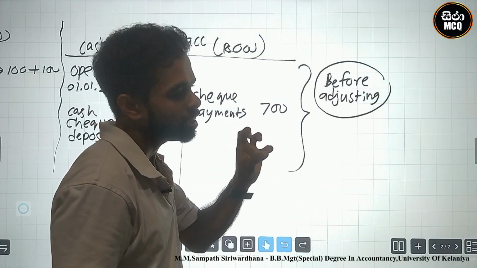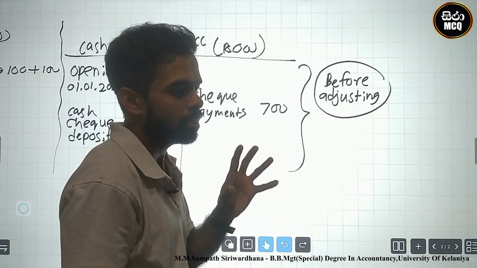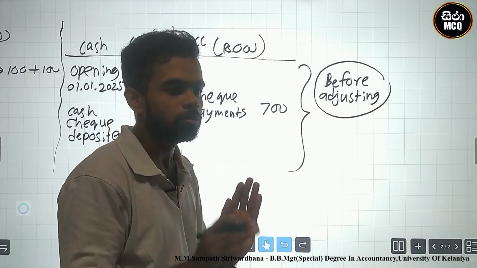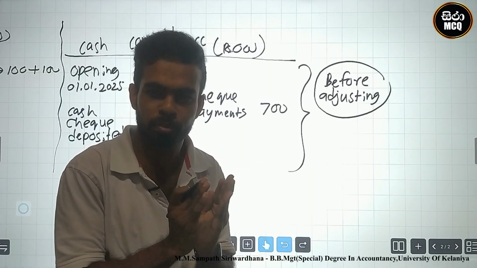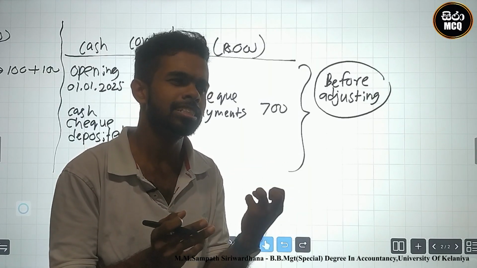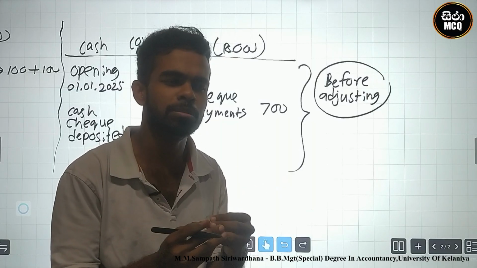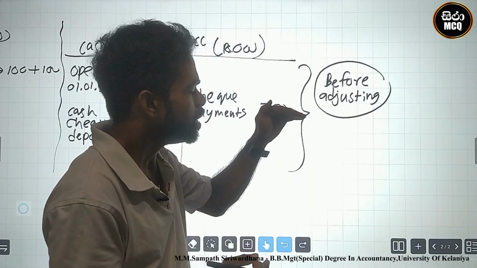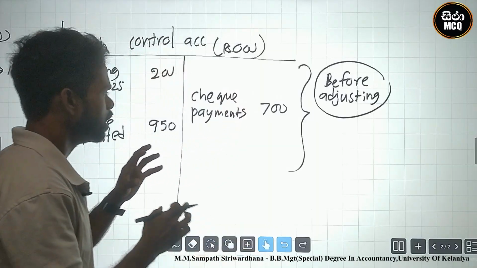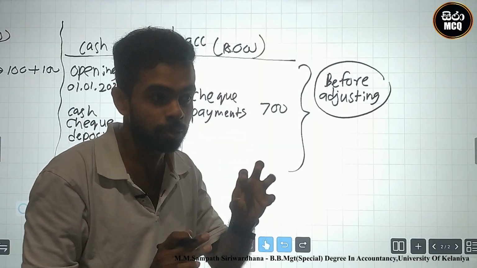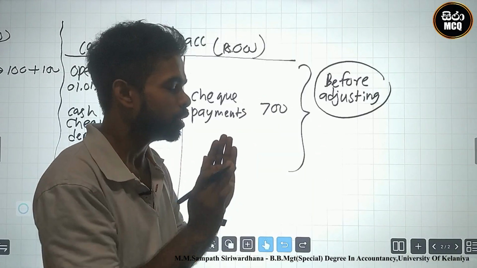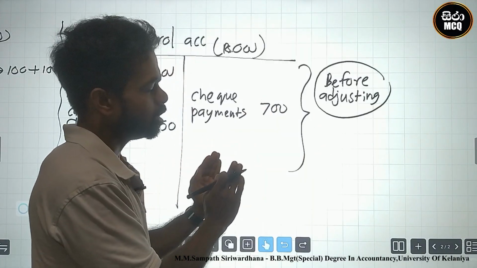Adjusting cash control account, you know, after the bank statement was received, we entered some information. What are the bank charges, direct remittance, standing order payments before the bank statement was received? Why? This is the current situation. There is no copying from bank statement.